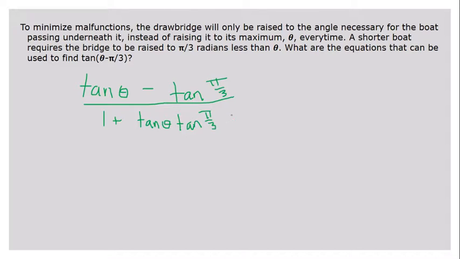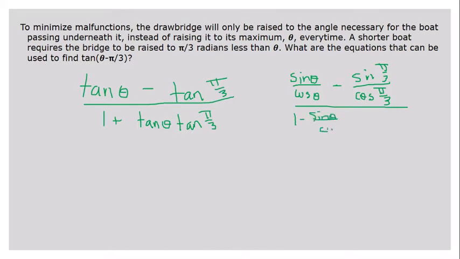Another way that you could write it is if you plug in, you know that tangent is sine over cosine. So this could also be sine theta divided by cosine theta minus sine of pi over 3 divided by cosine of pi over 3, all over 1 minus sine theta divided by cosine theta times sine pi over 3 divided by cosine of pi over 3.